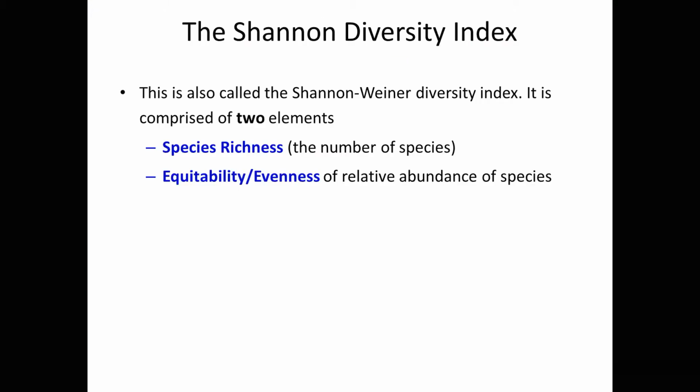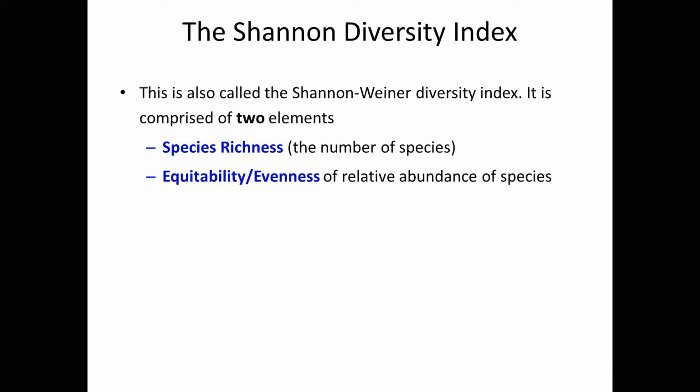So then, the Shannon Diversity Index. It's important to note that it's got two elements in it. Species richness, which is often what people think of when they're thinking of diversity. They're just thinking about how many species there are in a system. And something that's actually ecologically very important, which is the equitability or evenness. So the relative abundance of that species richness.